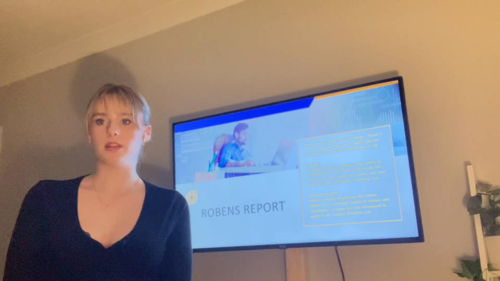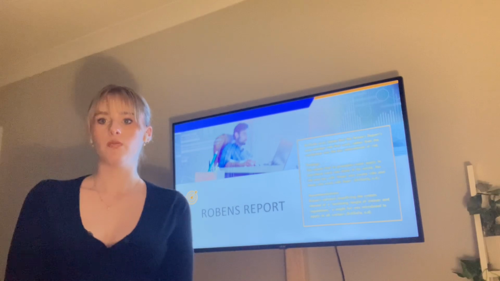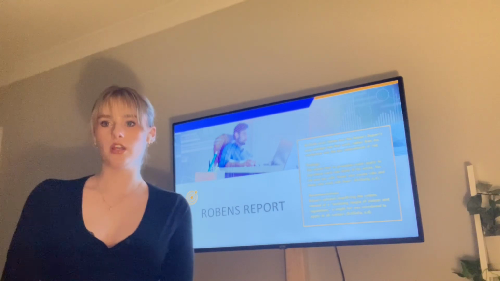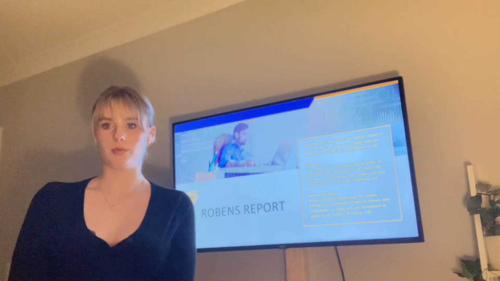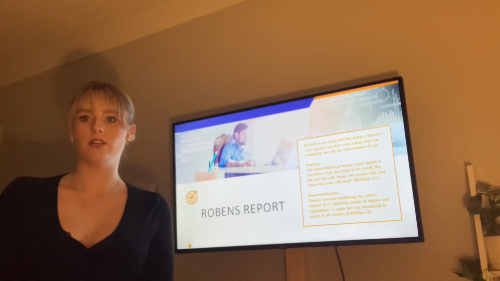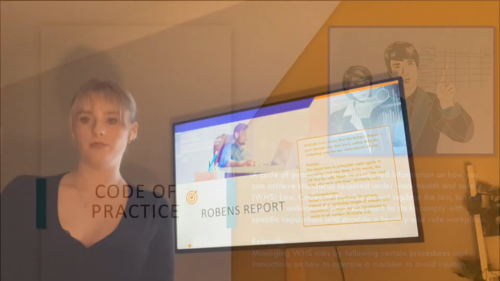Robbins' core concept was that work, rather than the workplace, was the key determinant of risk. This meant that its principles could apply to anywhere that work was done. In his words, the risk now lies with those who create the risks and those who work with them.